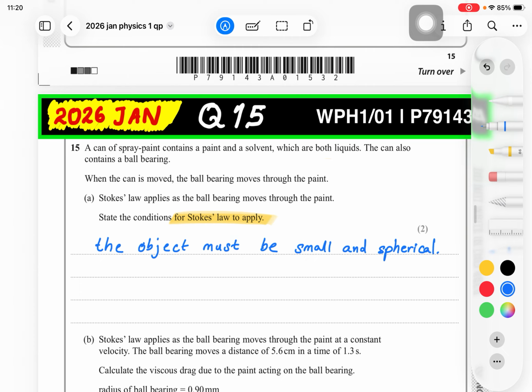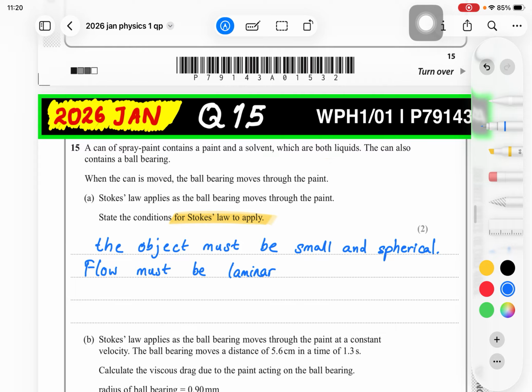And the second one is the flow. The flow must be laminar. What laminar flow means is that the fluid flows in smooth parallel layers around the object with no turbulence. That's the meaning of laminar. So that means no turbulence occurs.